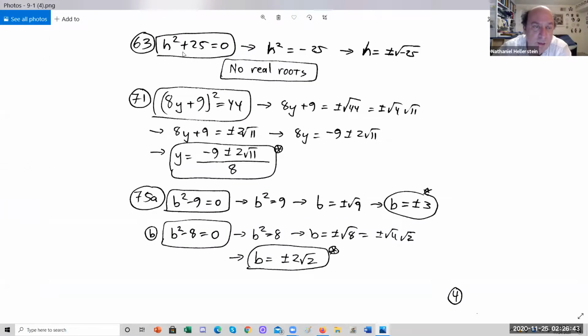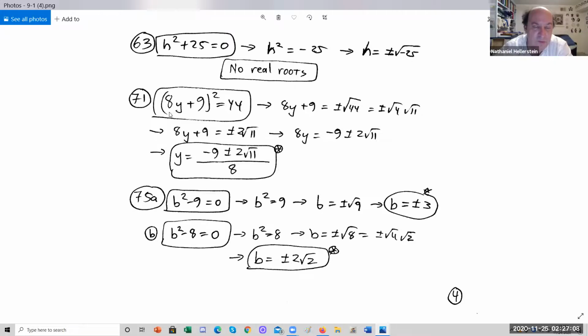H squared plus 25 equals 0. If we transpose the 25, then H squared equals negative 25. So H equals plus or minus root negative 25. But square roots of negatives don't work in the real number system. So there are no real roots. Now, I could say this is plus or minus i times 5, but that's complex numbers, which we shall get to as an extra credit thing later.